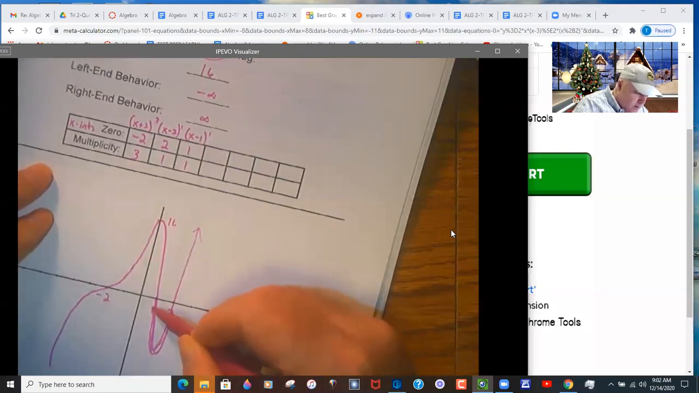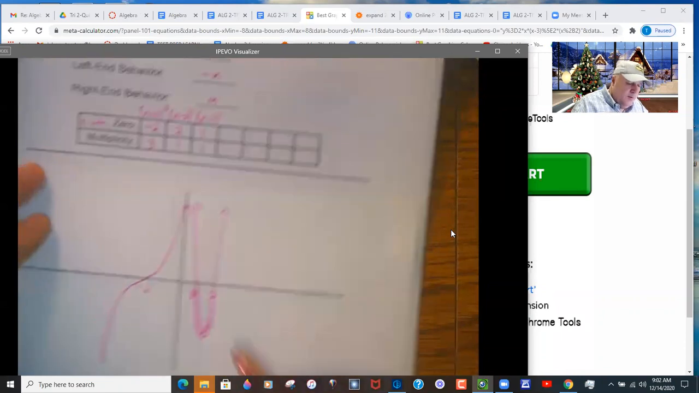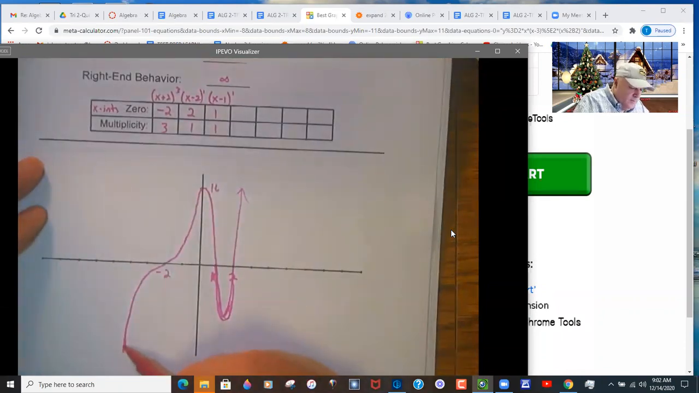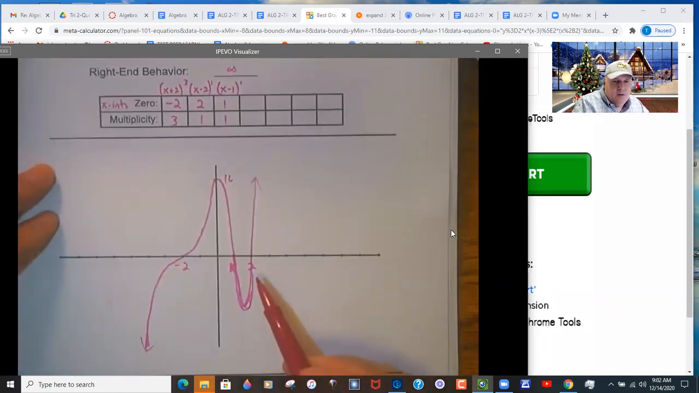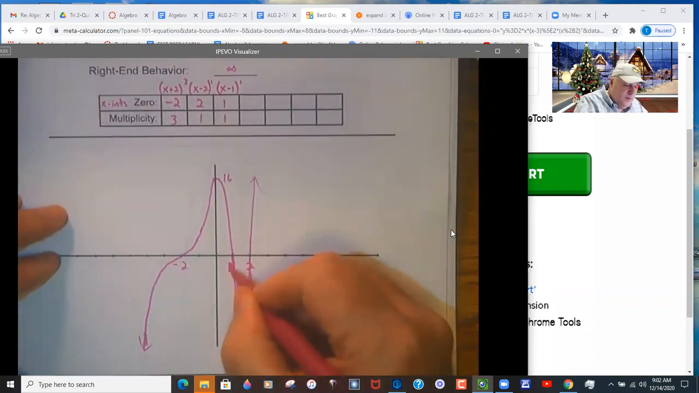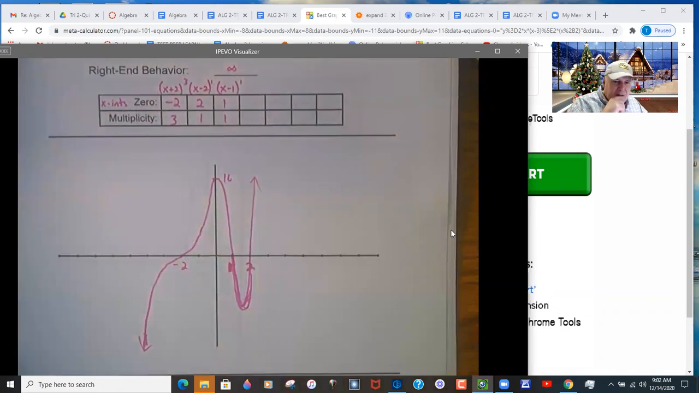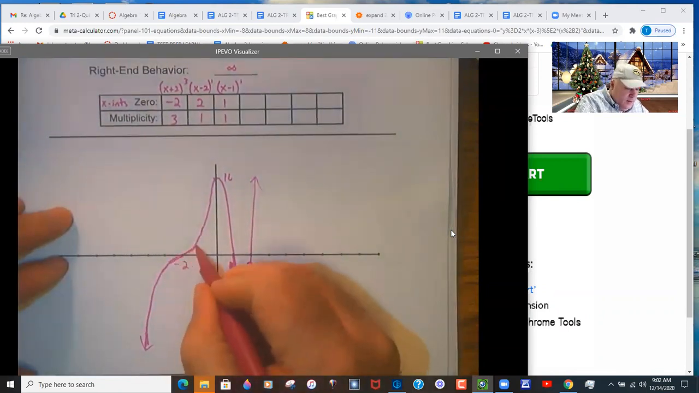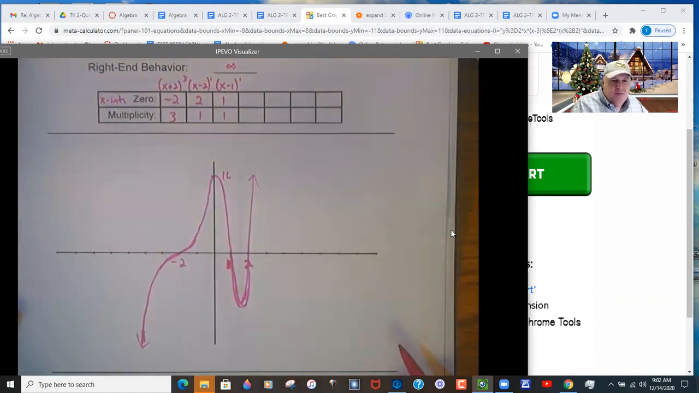Very good turn there. And both of those are a multiplicity of 1, so they're just going to cut straight through on that. Again, you can type this in and look at it. My graph is pretty rough, but what I need to see right here is the graph getting flat.